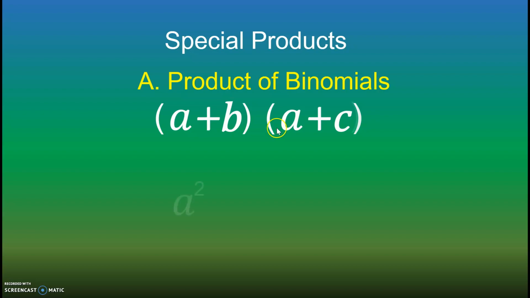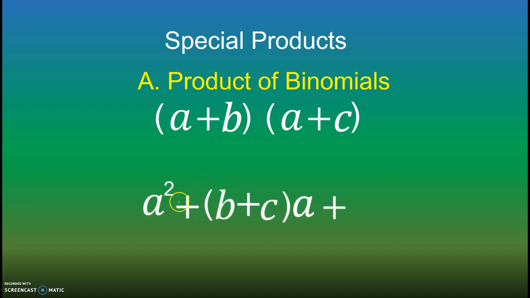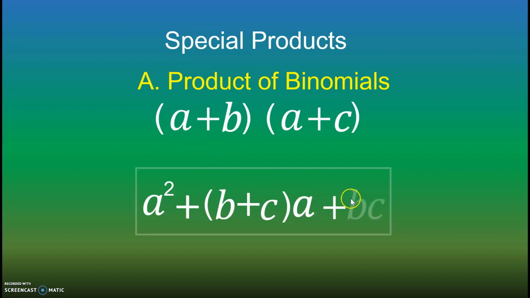Okay, so how about the product of this one? This is another shortcut. We have a times a, a squared, and for the middle, you just add the last terms, b plus c. Whatever the sign, you also have to consider the sign. So for b plus c, the sign of b matters. Okay, so a squared plus b plus c times a, where a is the variable somehow. And then the last part is b times c.